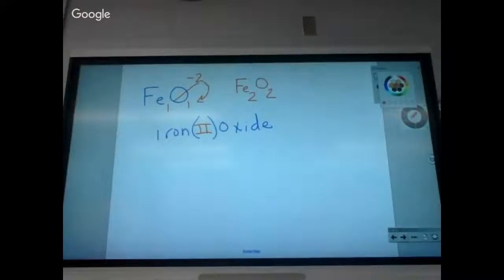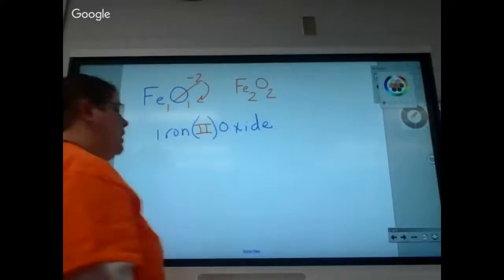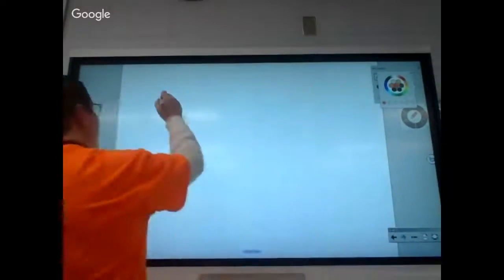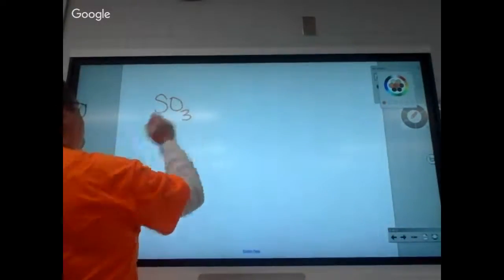Because the blue sheet gives you suggested oxidation numbers. It's not the Holy Grail. You might even have a compound that has a number that's not on the blue sheet. That's scary. I do this in water. This is going to be hard. All right. So what if you have SO3?